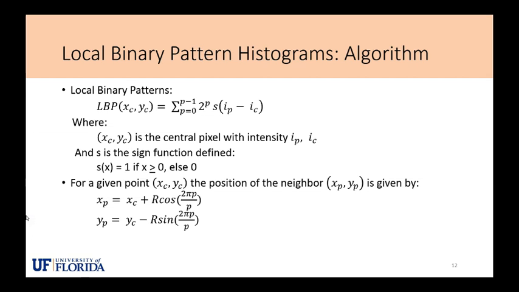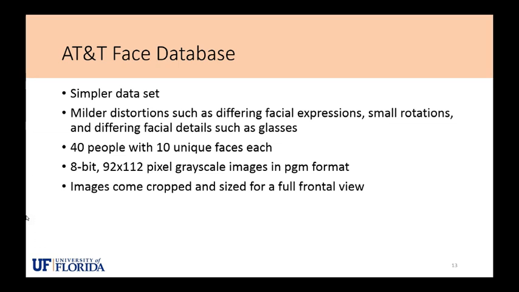The algorithm is pretty straightforward. Just like I was saying before, it's a summation around the pixel based on that central pixel and the intensity around it. You use the sign function s, where it's 1 if x is greater than 0, else 0. And there's been some advancements too. I should mention that this is the advanced version of local binary pattern histogram. So given the point x and the position of the neighbor, it calculates xp and yp.